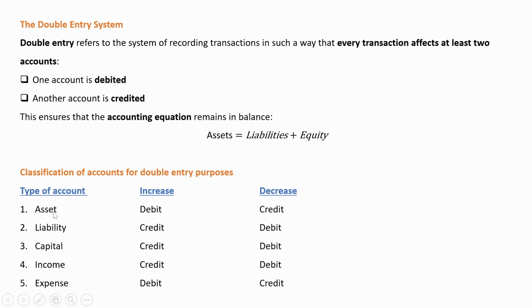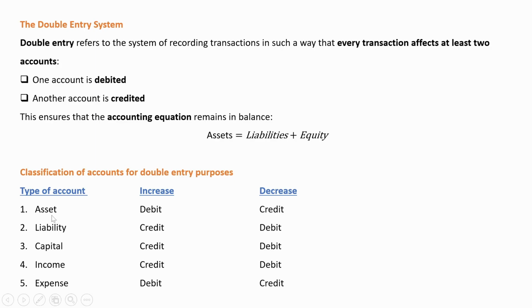Number 1, we have assets. Number 2, liability. Number 3, capital. Number 4, income. Number 5, expenses. All transactions will be affecting these types of accounts. So what you just need to do is to ask yourself, in this transaction, are we dealing with an asset? Are we dealing with a liability? Are we dealing with capital, income, or expense? Once you understand, you'll be able to know whether you are going to debit or credit.